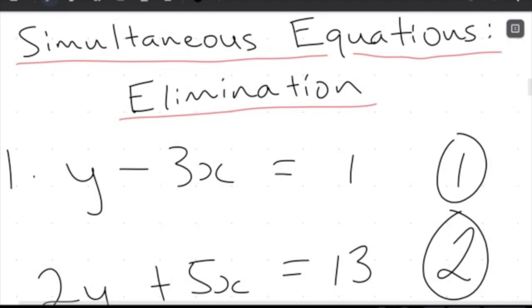Now, we are continuing on with our topic of simultaneous equations, and we're going to be looking at another method for solving these in this video, and that is the idea of elimination. Now, in the previous video, we looked at this idea of substitution, so finding a way to substitute our variables in a bunch of different ways, hence the name.